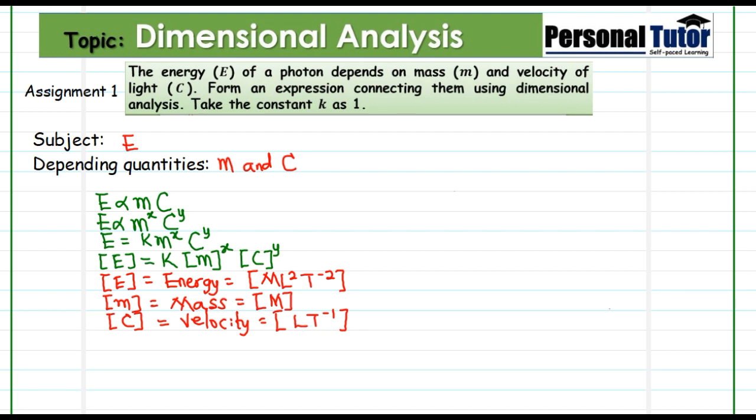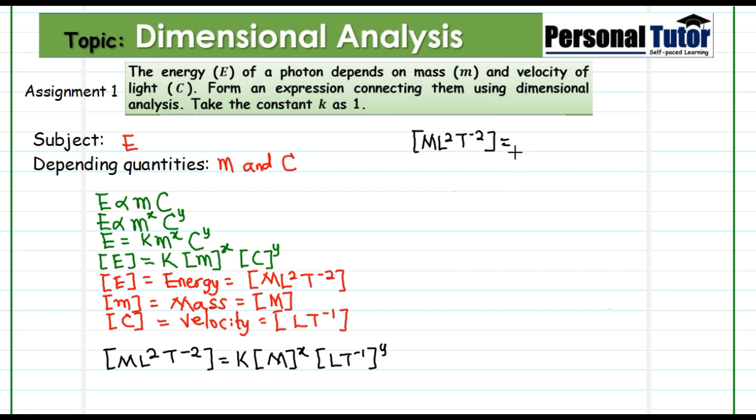Let's then substitute into the equation. That will be for the E, M L exponent 2 T exponent minus 2 equals k. The mass, the capital M exponent s. The c, L T exponent negative 1, the power y. The next thing is we expand. So the left hand side remains unchanged, but the right hand side needs an expansion.